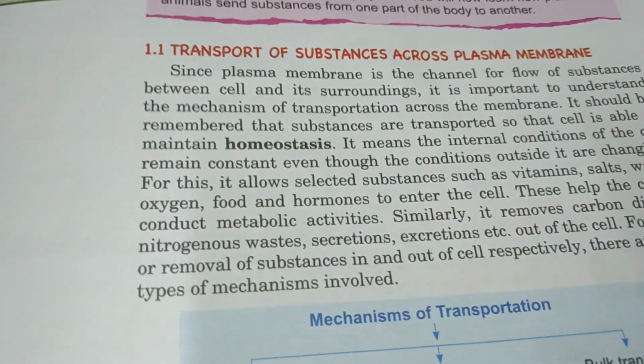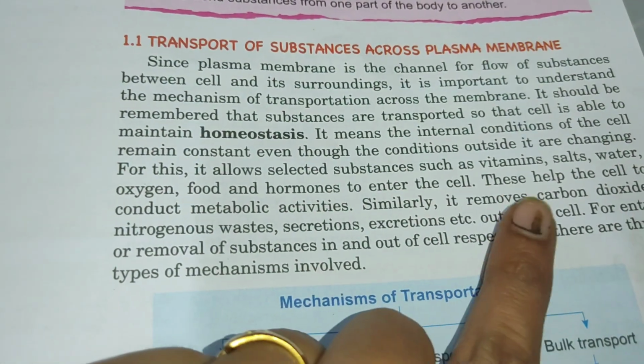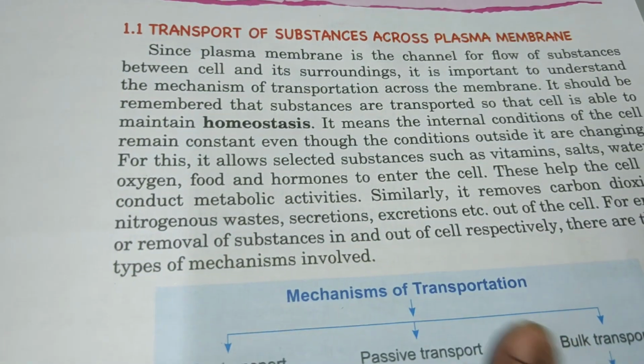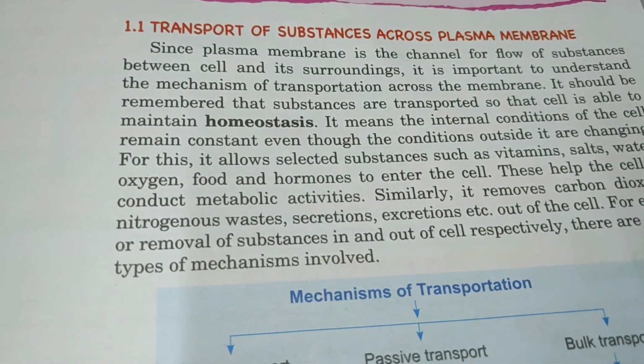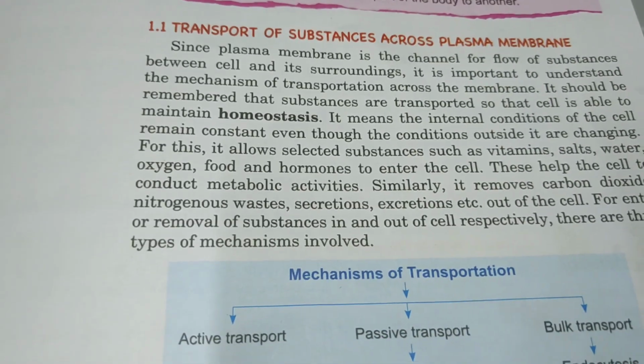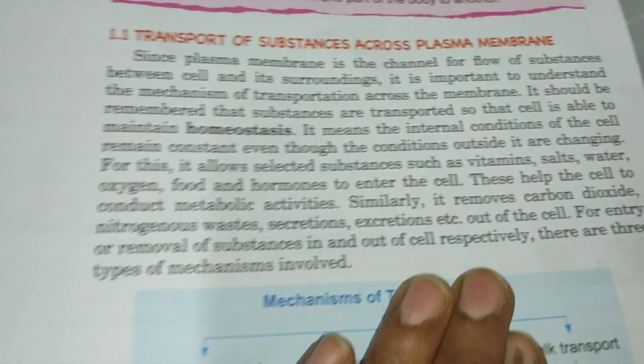So the internal conditions of the cell remain constant, even when the conditions outside are changing. For example, it allows selected substances such as vitamins, salts, water, oxygen, food and hormones to enter the cell. These help the cell to conduct metabolic activities. Similarly, it removes carbon dioxide, nitrogenous waste, secretions, excretions, etc. out of the cell.